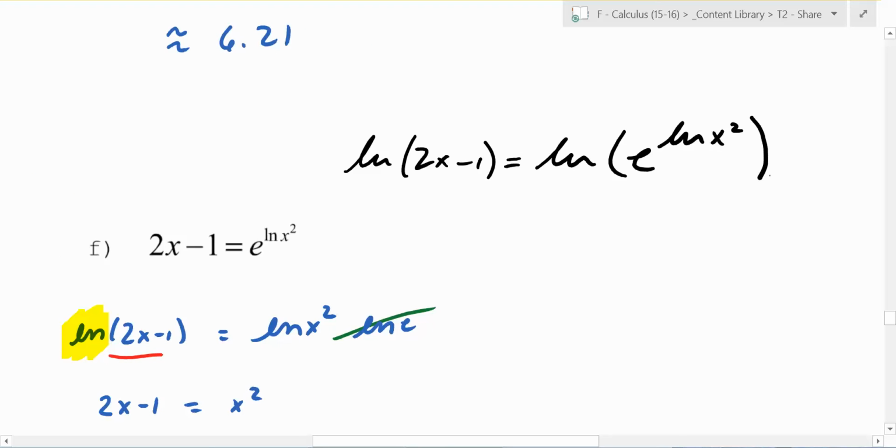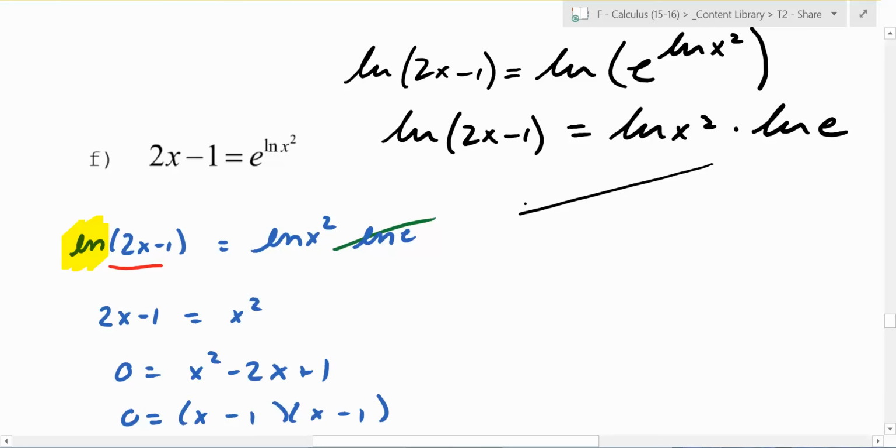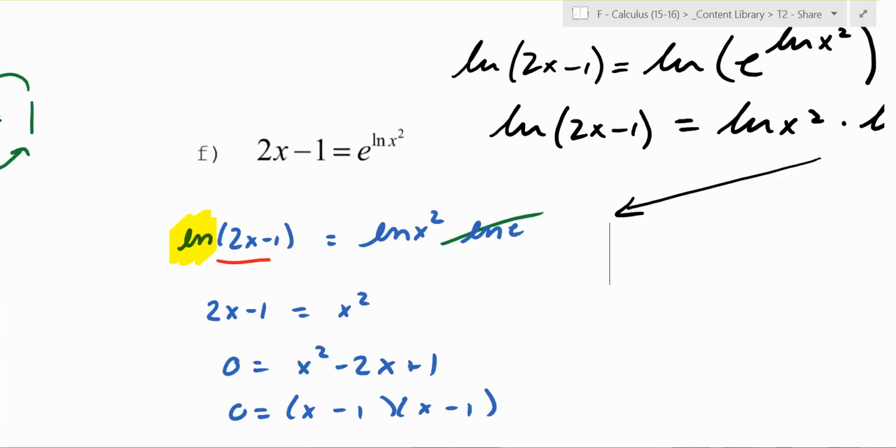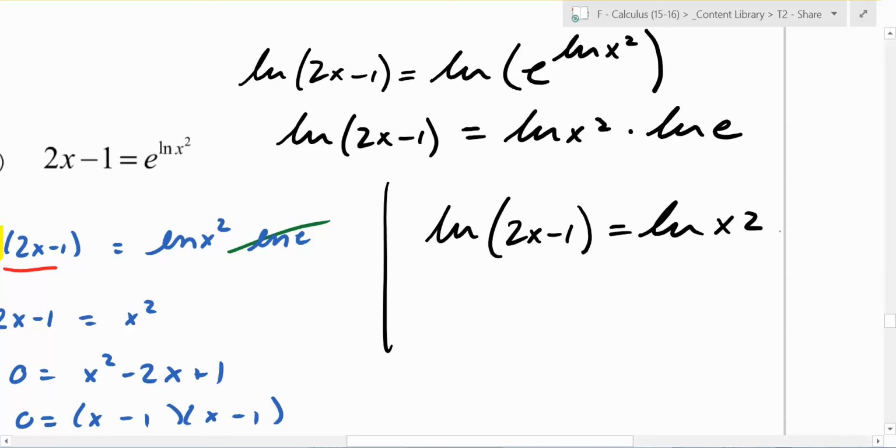What can you do with the exponent? Bring it to the front, so you still have ln of 2x minus 1 is equal to ln x squared times what? ln e. We brought it to the front. But what is ln e? Oh, look, we're here. What is ln e? I'm not asking a rhetorical question. It's 1, right. So once you get rid of that, you have ln of 2x minus 1 is equal to ln of x squared.